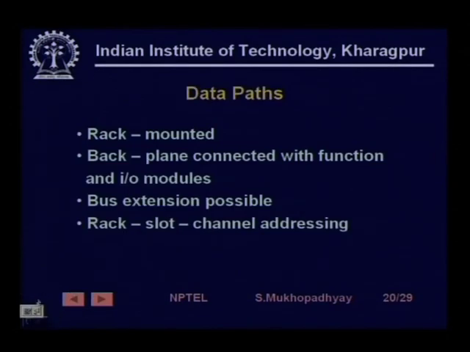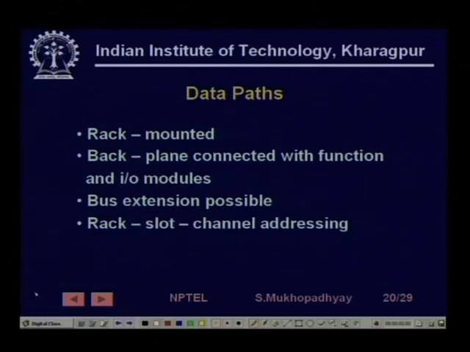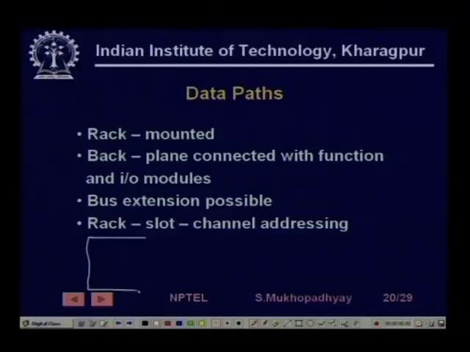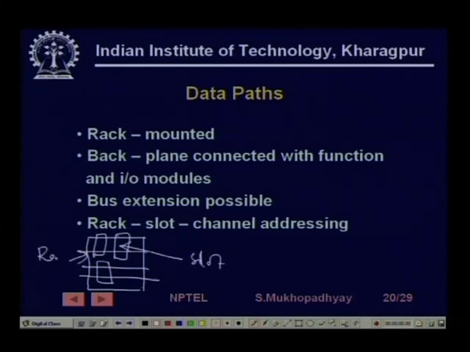So, the PLC is, as we have said, rack mounted. There are a number of racks, it is like an almirah. In each rack there are slots. In each slot you can put I/O modules or you can put CPU modules, and each slot contains several channels. So, there could be 8 analog channels.